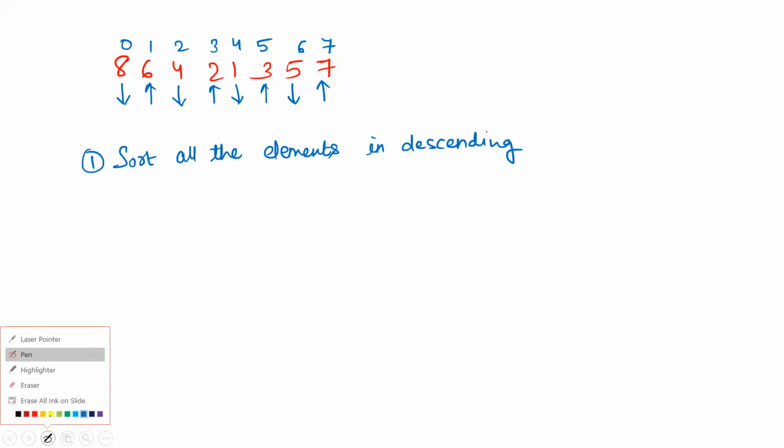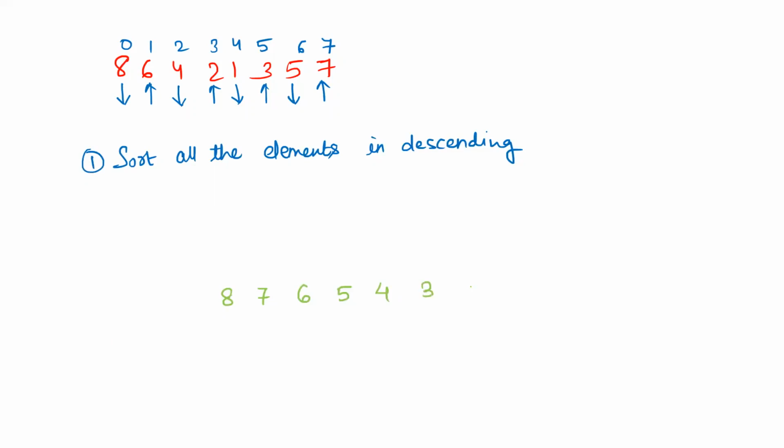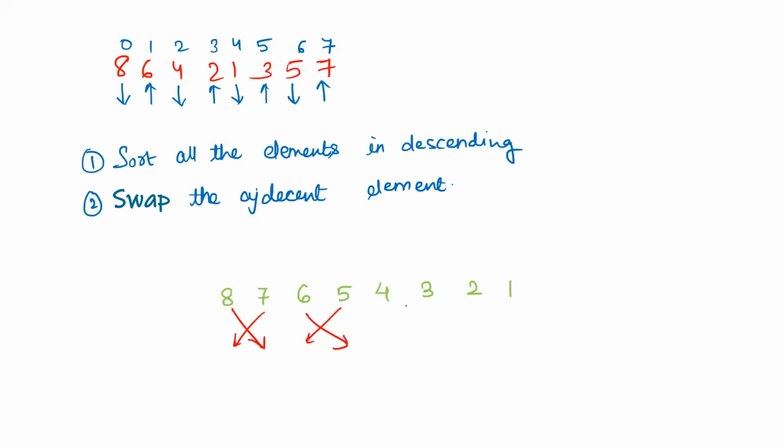Now what will happen if we sort all the elements in descending order? It will become like this: 8, 7, 6, 5, 4, 3, 2 and 1. Now the second step is, how can we swap the adjacent elements? Suppose 8 and 7 are adjacent, so we swap them: 8 will come here, 7 will come here, then 6, 5, 4, 3, 2 and 1 are swapped likewise. Now you can see that this is 7, this is 8, this is 5, this is 6, this is 3, this is 4, and this is 1, this is 2.